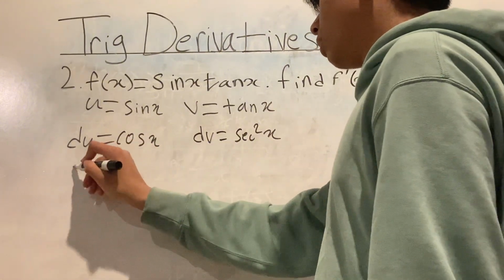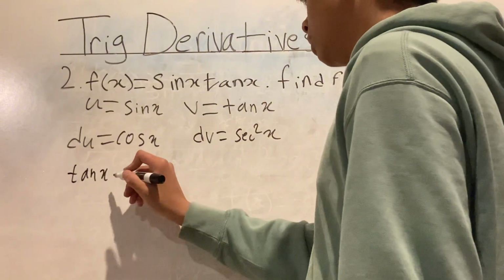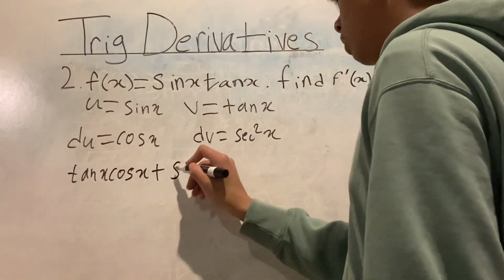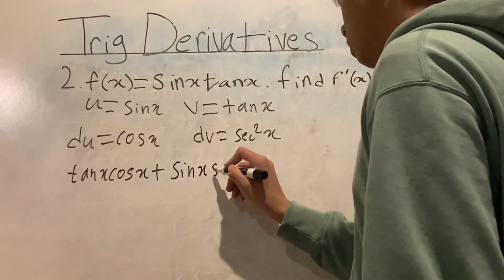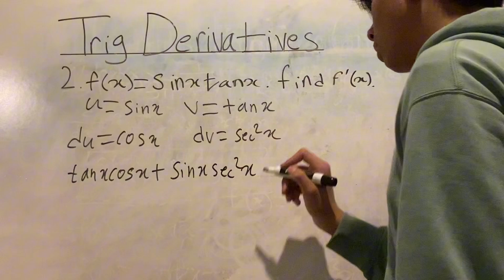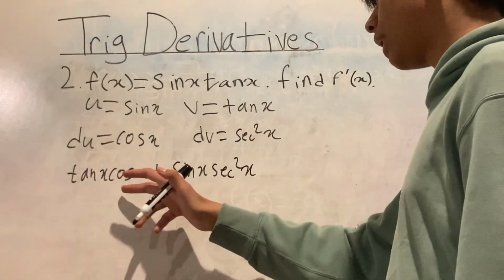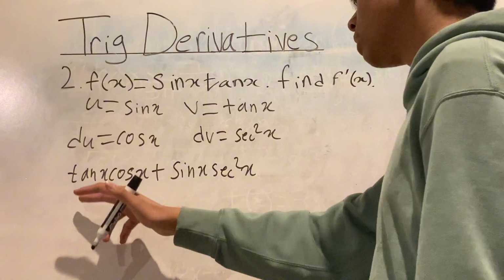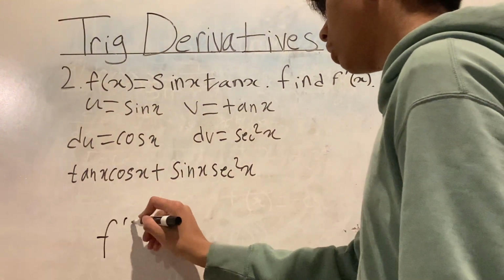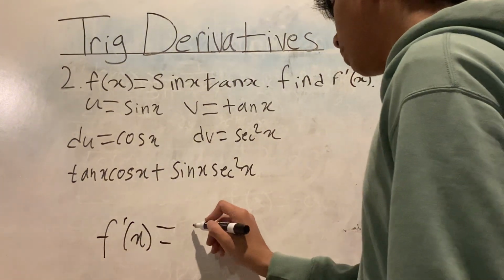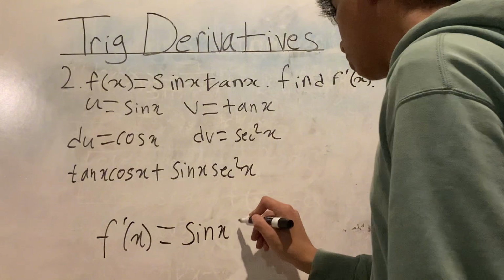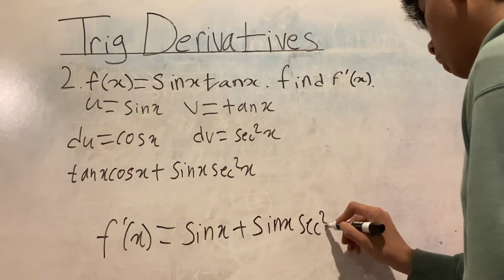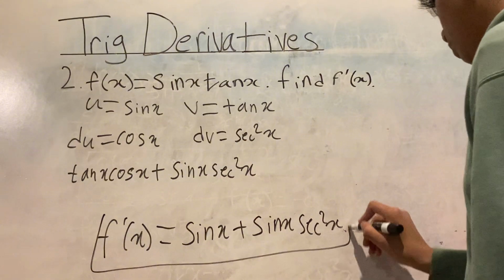So tan x times cosine x plus sine x secant squared x. And you can see here tan x and cosine x can be simplified. So sine over cosine times cosine, it just becomes sine. So we can just say our final answer is sine x plus sine x secant squared x. And that's our final answer.